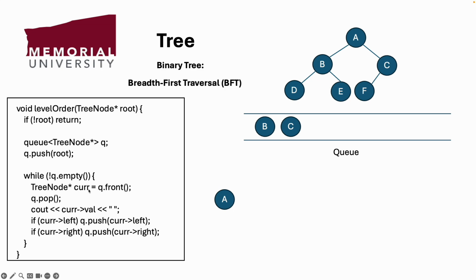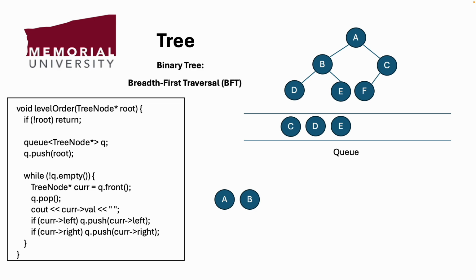Now the current node points to the front node of the Q, which is B. Now we do a pop. B is popped, and then we print it here. So far the current node is pointing to B. We check whether B has a left child and a right child. Yes, B has both, so we push the left child D into the Q, and the right child E into the Q. Keep going with the while loop.